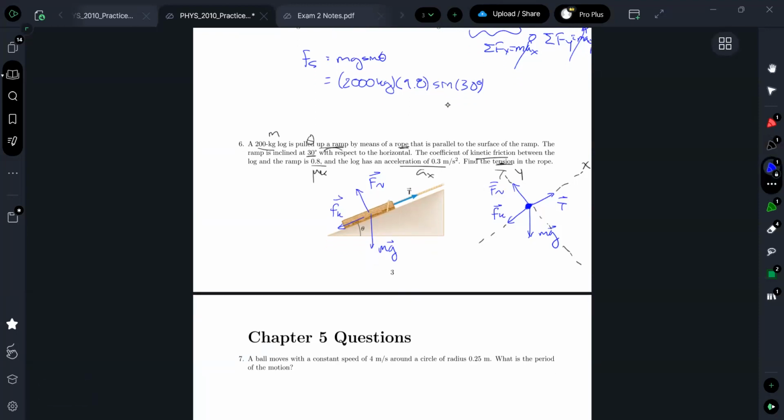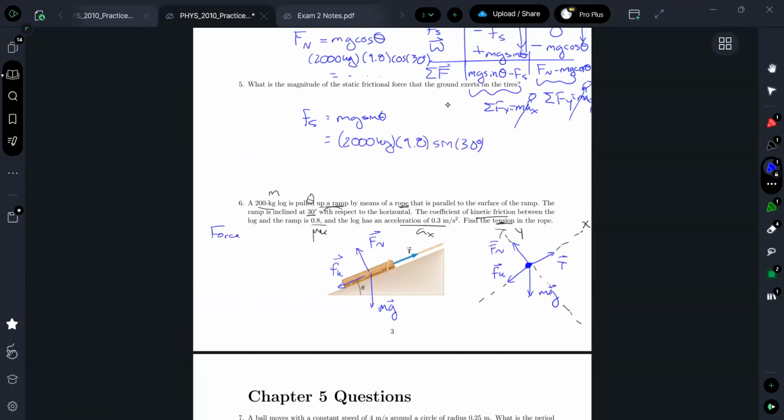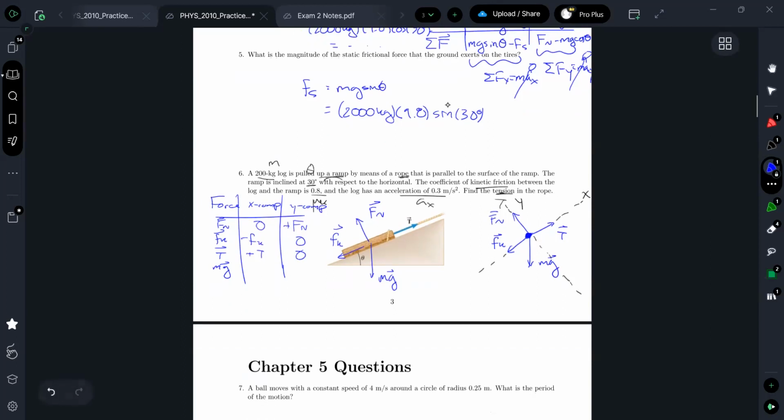All right, now I have my free body diagram. I'm ready to make the table. Force, X component, Y component, Fn, Fk, T, G. Okay, quickly go through this. For normal force, my x is 0, my y is positive Fn. For friction, my x component is negative Fk. This is 0. For tension it's plus T, y equals 0. For weight, mg.